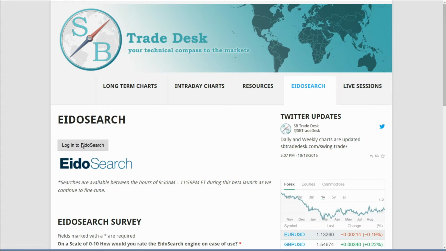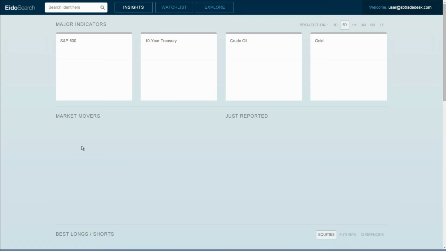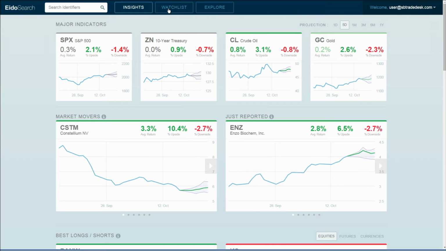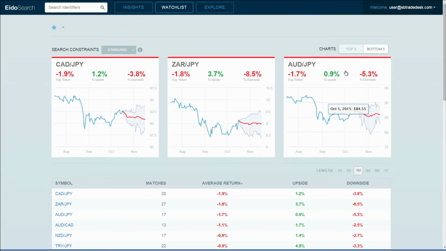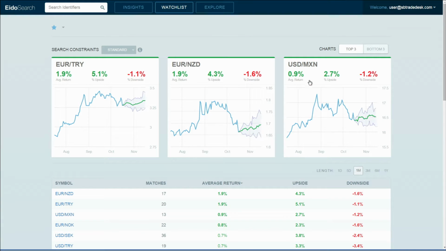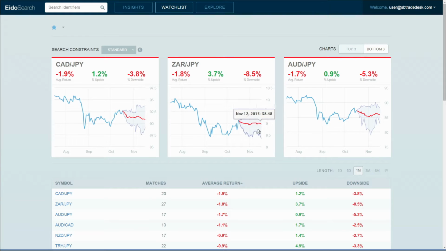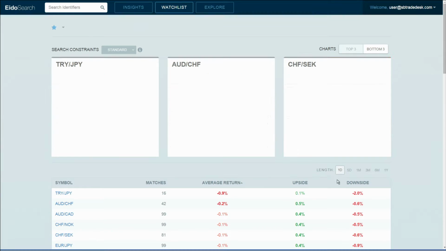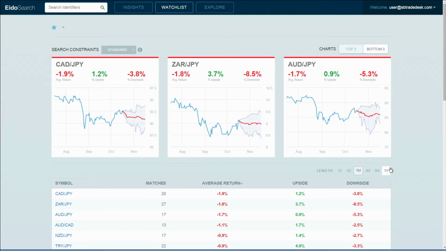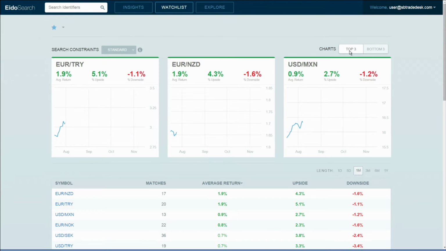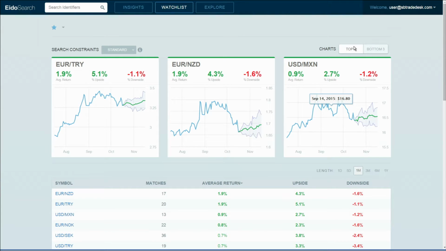So we're going to log in from the SB Trade Desk page. Again, you're brought to the Insights page. We've got the watch list here, which has the three most positive and three most negative currency pairs based on average return over specified lengths of time. And the lengths of time you can toggle here between 1 day, 5 day, 1 month, and so on. Remember the positive ones here as well.